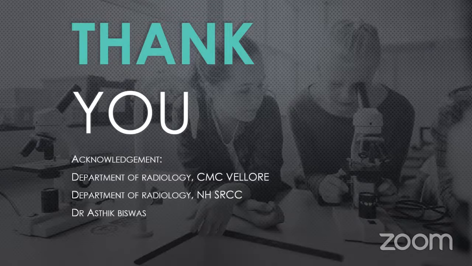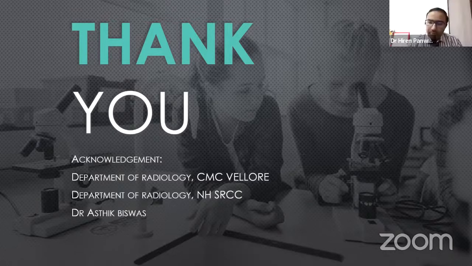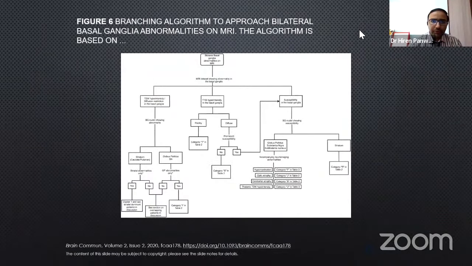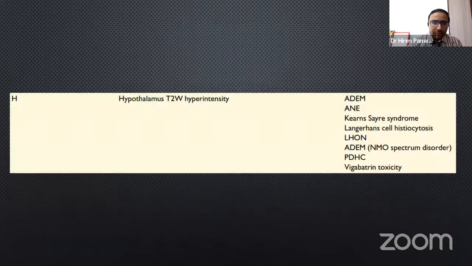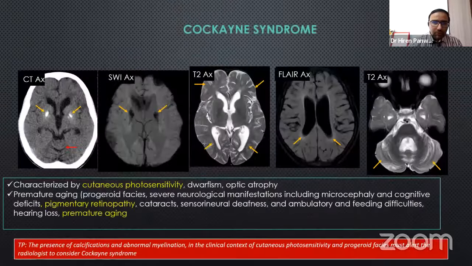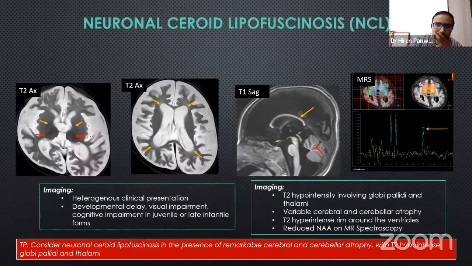There's one more question which says, is there any criteria to say vermian atrophy? Yeah, that we can definitely say. So basically, I would like to show you vermian atrophy. Any case, 1 minute.